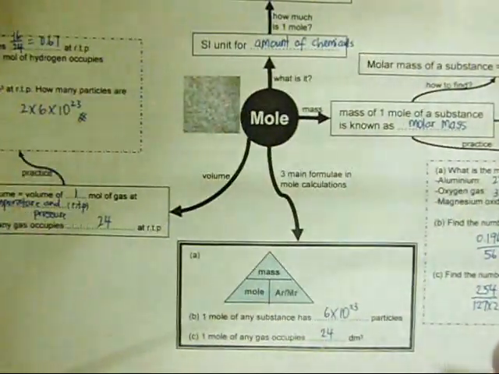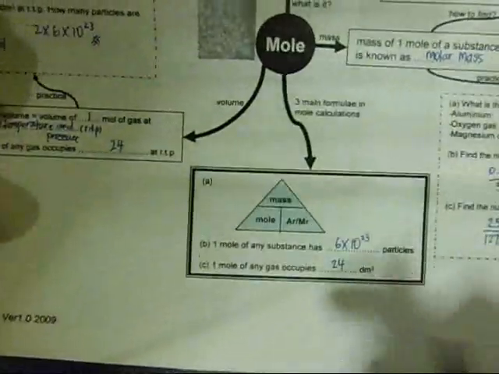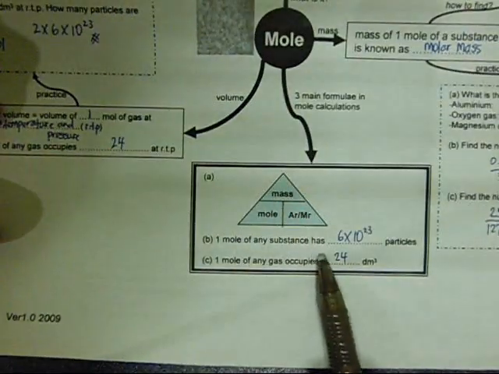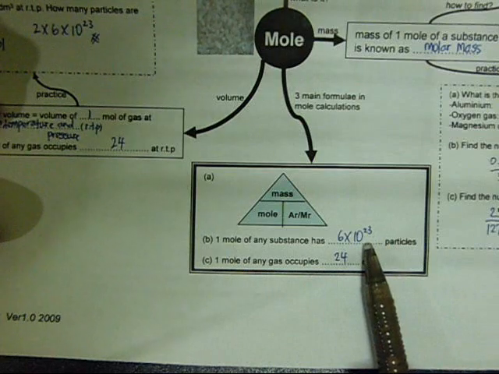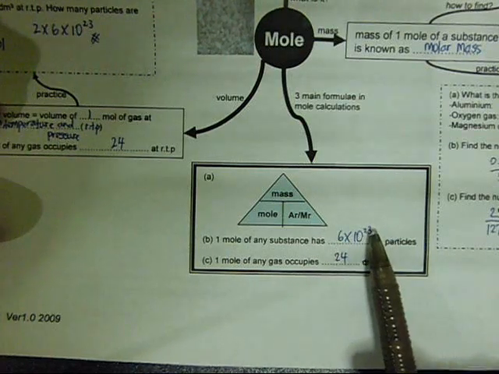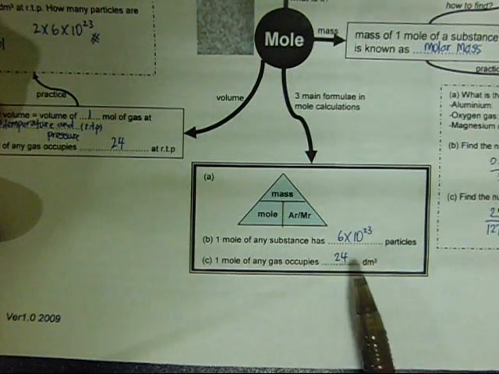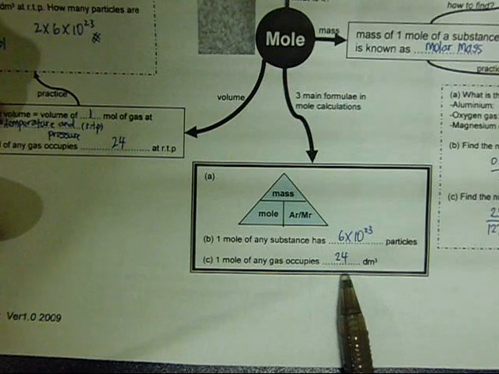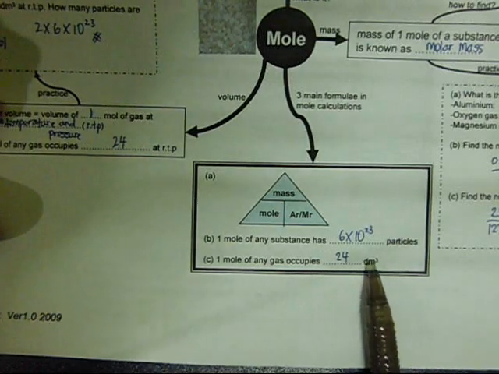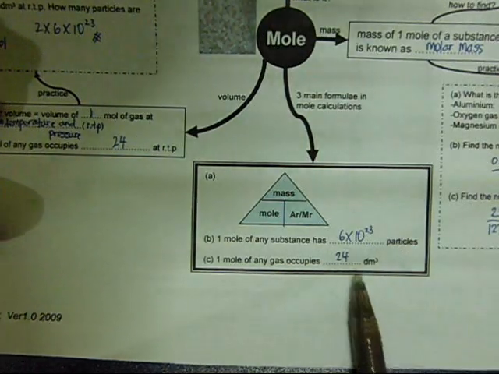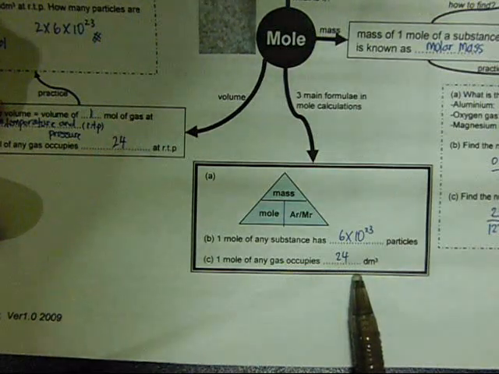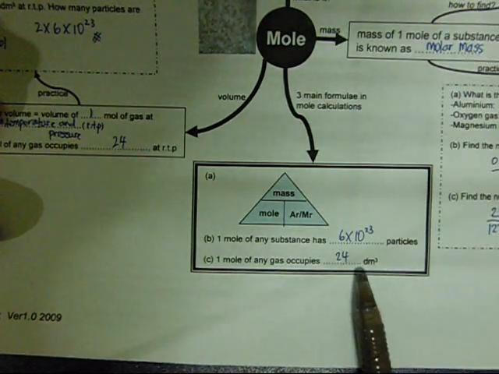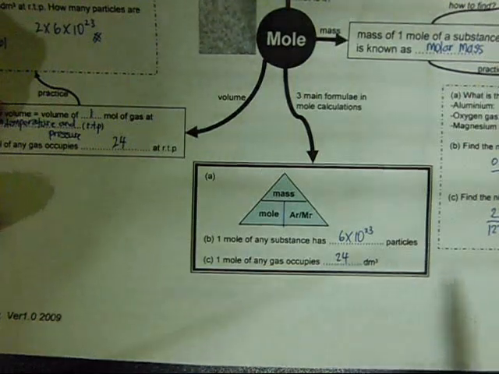And for mole calculation, remember the triangle, as well as 1 mole of any substance has 6 times 10 to the power 23 particles. This is the Avogadro number. And 1 mole of any gas occupies 24 dm cube. Remember, this one is for gas only. It's not for liquid. I know liquids can have volume, but this 24 dm cube is strictly for gas. You get that? Strictly for gas, not for liquid, okay?